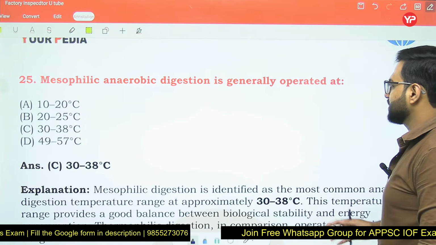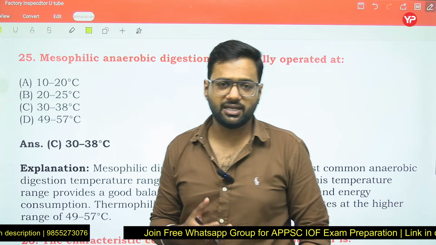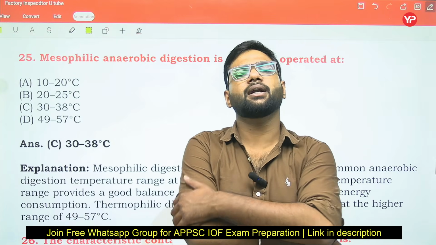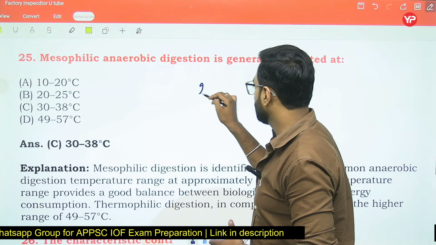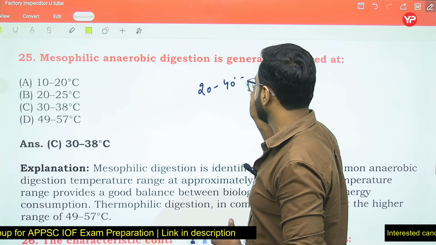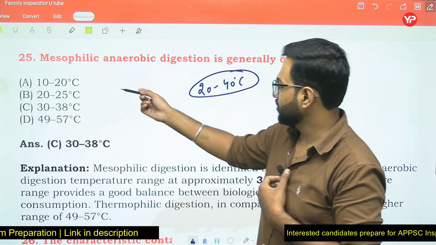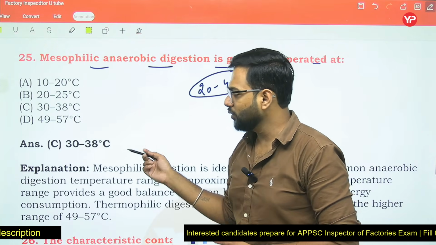Mesophilic anaerobic digestion is generally operated at what temperature? Also we know that the anaerobic sludge digesters work on different temperature ranges. If we keep the temperature range in the digester between 20 to 40 degrees Celsius, that type of digester we can say is the mesophilic digester. So mesophilic anaerobic digesters are generally operated at the temperature range of 20 to 40 degrees Celsius.